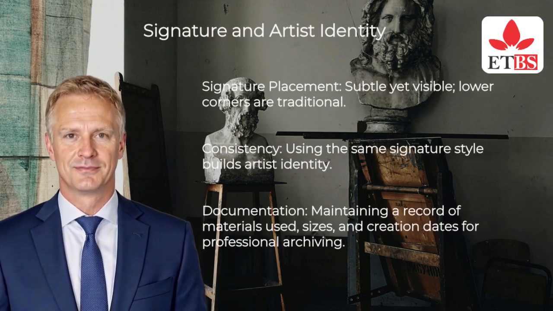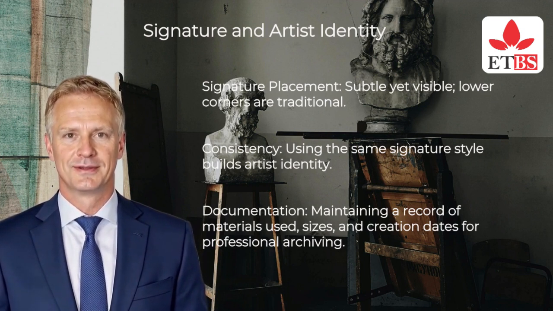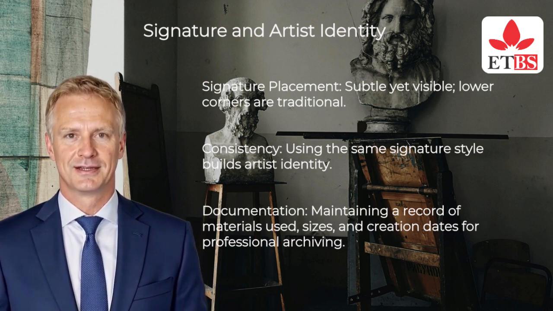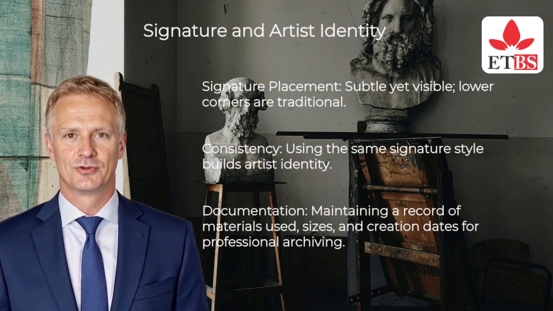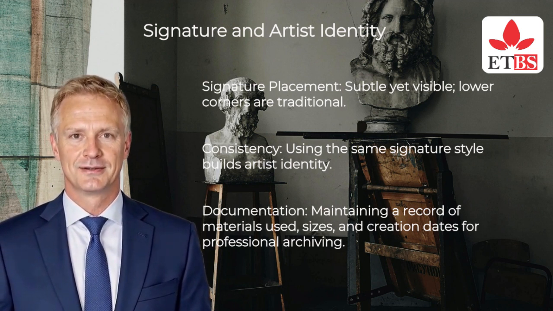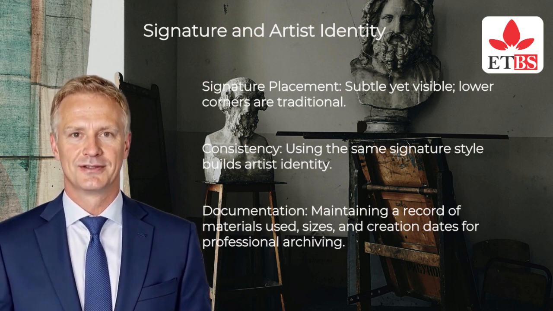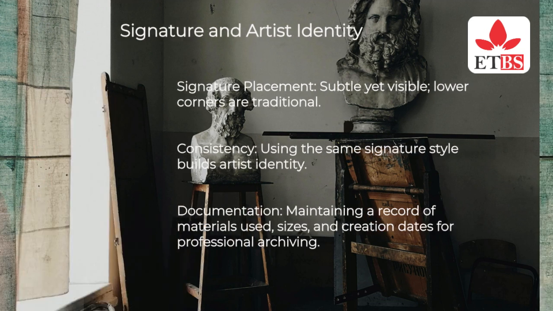4. Signature and artist identity. Signature placement: subtle yet visible. Lower corners are traditional. Consistency: using the same signature style builds artist identity. Documentation: maintaining a record of materials used, sizes, and creation dates for professional archiving. You are encouraged to create certificates of authenticity and artist stamps for future commercial work.